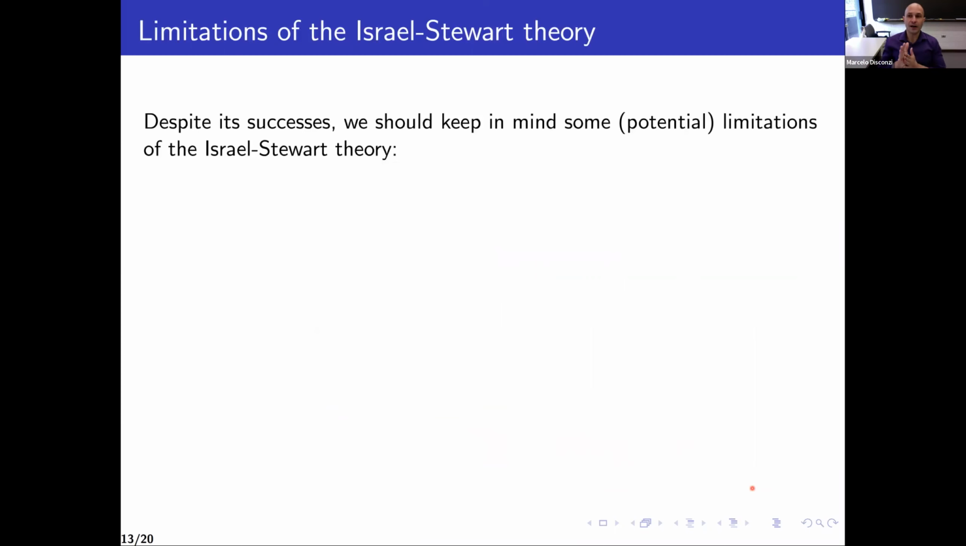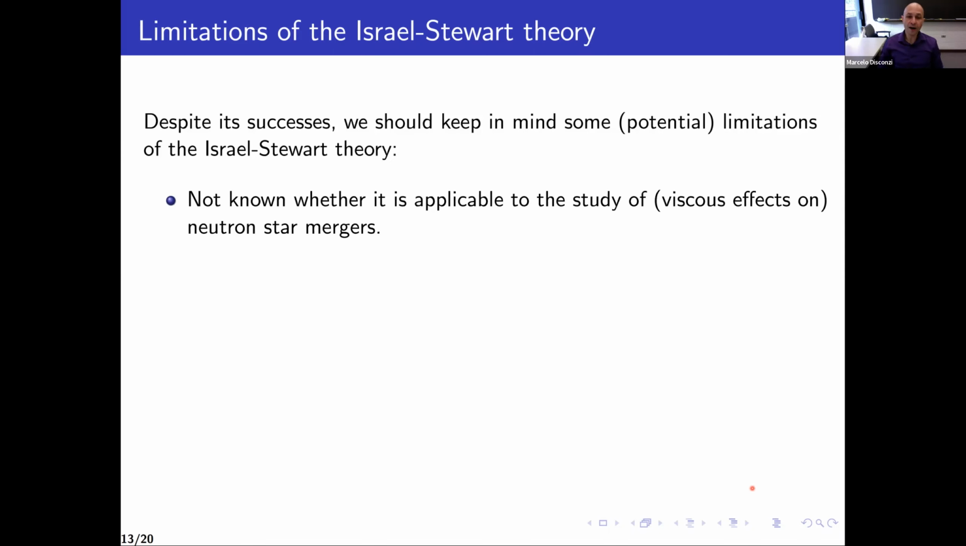Okay, so all in all, despite some of the very good things about this theory, I want to next move to tell you some of the limitations that Israel-Stewart has. Okay, there are some limitations. One is that we don't know if the Israel-Stewart theory is applicable to the study of viscous effects on neutron star mergers. By this, I mean that we don't know if it is the correct theory, it might simply not be the correct model. But also, when you do general relativistic numerical simulations, at least I'm told by people who actually do the simulations, that in general, they want to run their simulations with theories that are locally well-posed in subluminal spaces. Okay, and that's not the case as far as we know for Israel-Stewart yet.